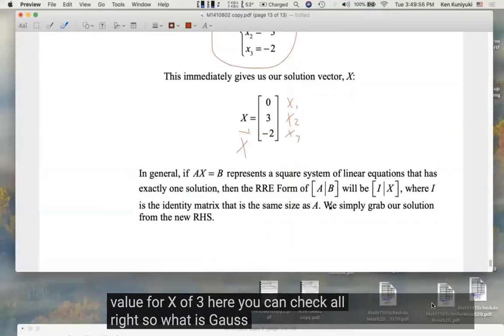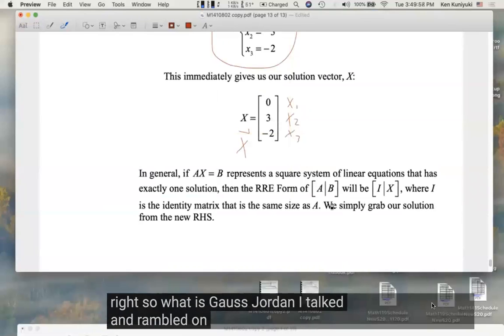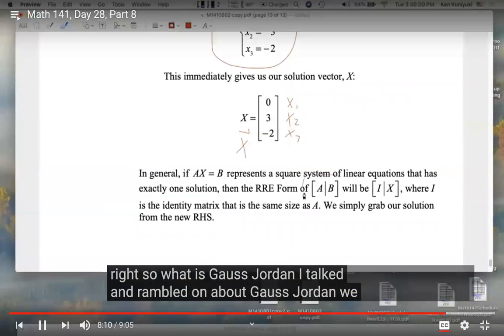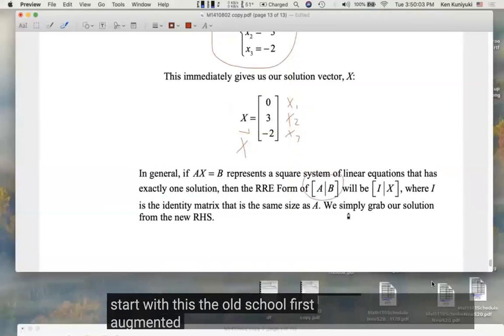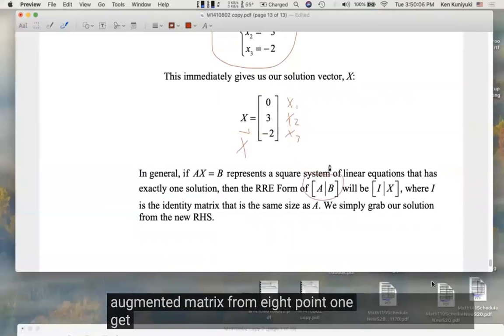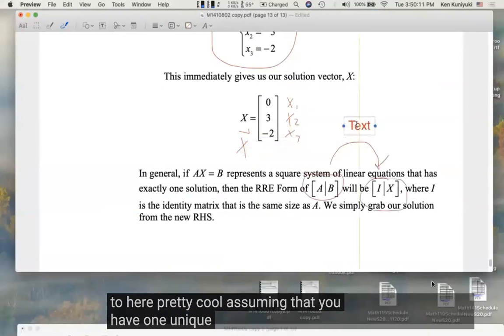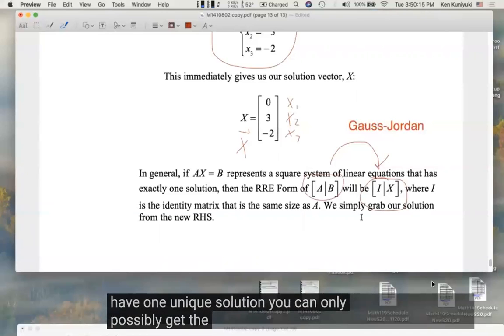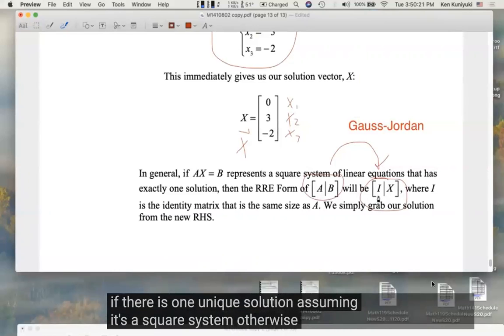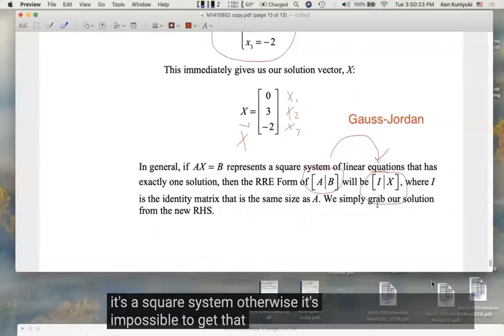All right, so what is Gauss-Jordan? I talked and rambled on about Gauss-Jordan. We start with the old school first augmented matrix from 8.1. What's Gauss-Jordan? You go from here to here, pretty cool. Assuming that you have one unique solution. You can only possibly get the identity matrix there if there is one unique solution, assuming it's a square system. Otherwise, it's impossible to get that.